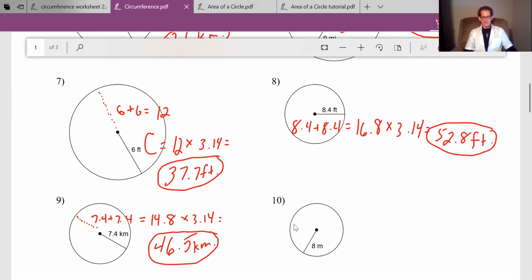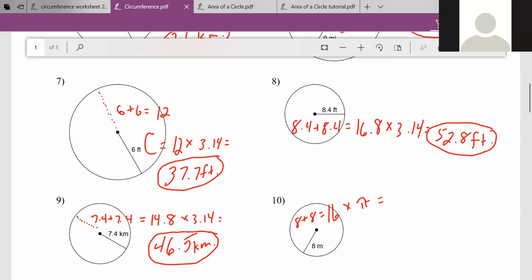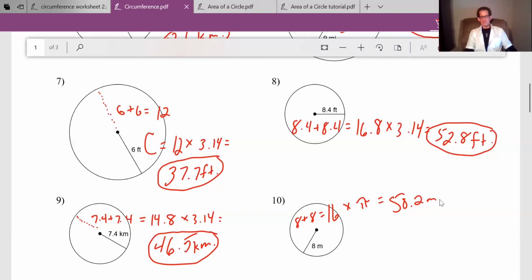Okay, and number 10, it looks like the radius is 8, plus 8 is 16 for the diameter times pi. Let's see what that's going to be. 16 times 3.14, 50.24. So if we round this to the nearest tenth, the 2 would just stay. I can't round it up because the 4 is less than 5. So it would just be 50.2. That's how we'd write that if we rounded it to the nearest tenth.